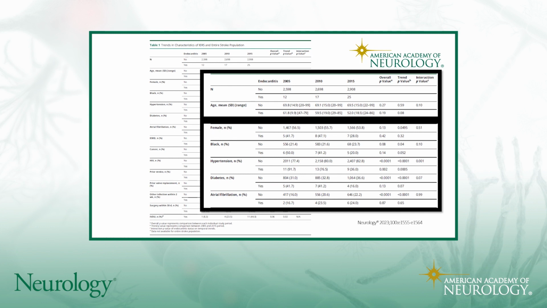In the non-infective endocarditis stroke patients, there was a trend towards higher prevalence of hypertension over time, an increase in Black individuals and in male individuals, as well as higher prevalence of diabetes, atrial fibrillation, malignancy, and perioperative stroke. There were non-statistically significant trends in the endocarditis stroke group for individuals of a younger age, more white individuals, and less prevalence of traditional vascular risk factors.